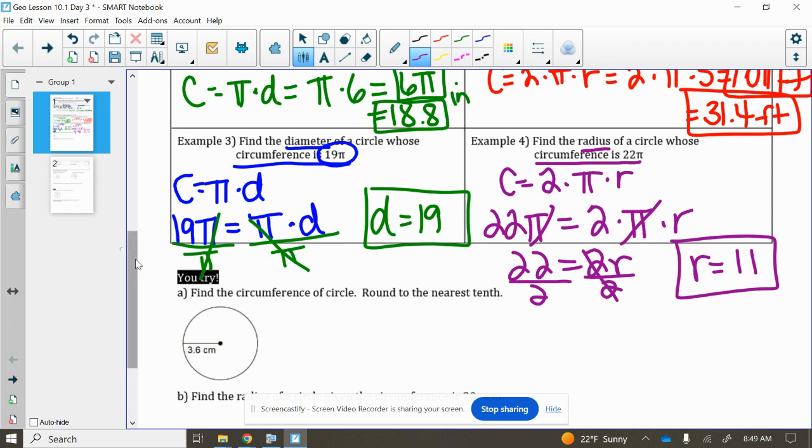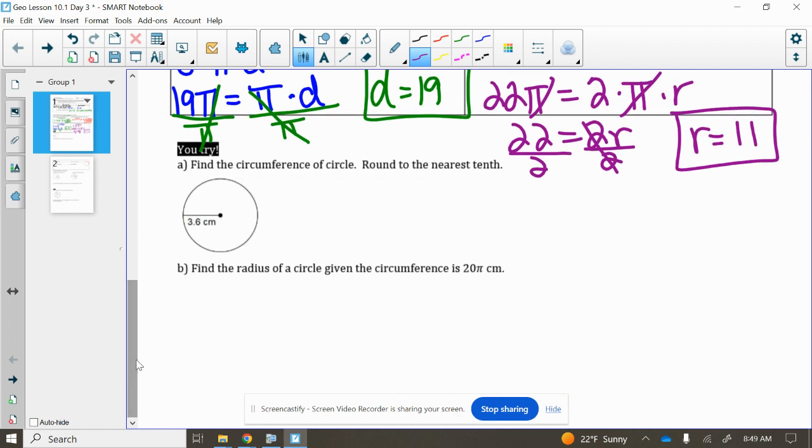We have 2 examples down below for you to try. This first one, you are finding the circumference, just round to the nearest tenth. On the second one, you are working backwards. You are given the circumference is 20 pi. Find the radius.